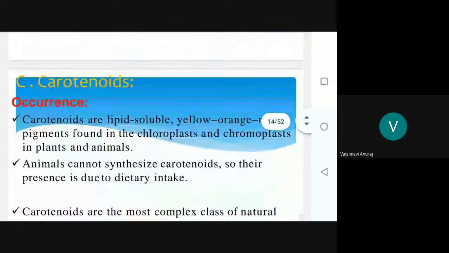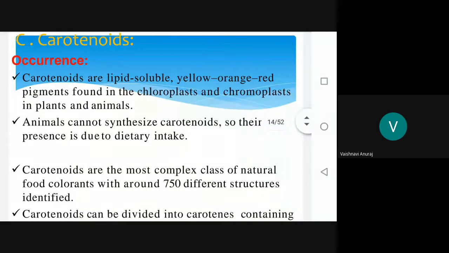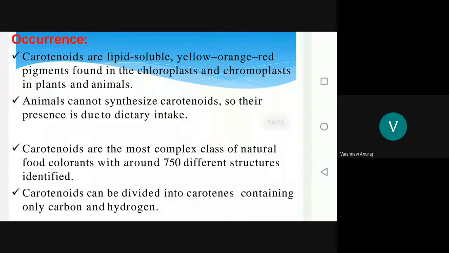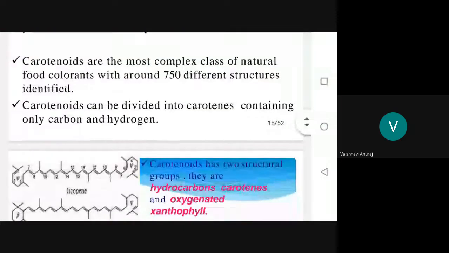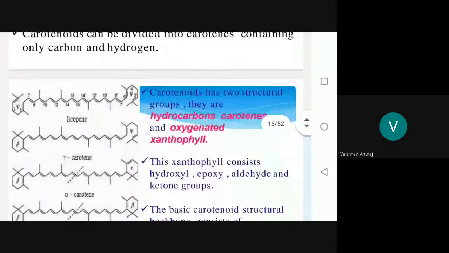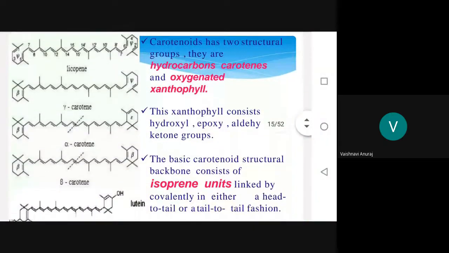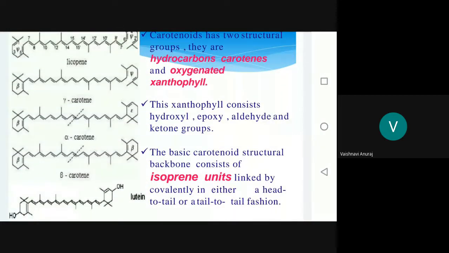Then carotenoids. So carotenoids are the lipid soluble yellow, orange, red pigments found in the chloroplast and the chromoplast in plants and animals. And animals cannot synthesize carotenoids because of their physiological makeup, and therefore they have to take these carotenoids from the diet itself. Now, all these are general statements. Here lycopene has a spelling mistake. It's not LICO, it's LYCO.